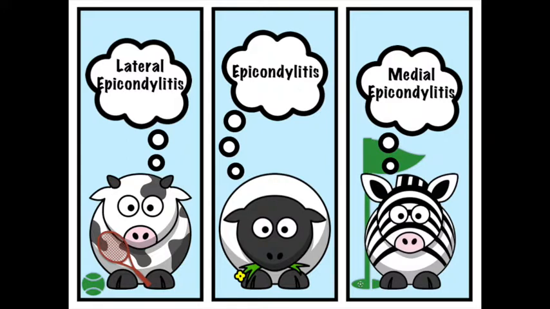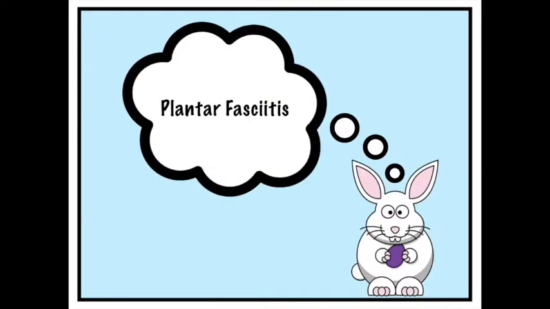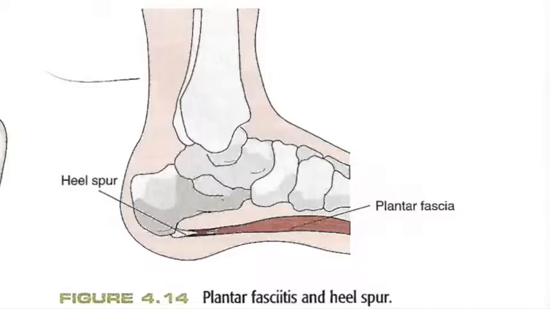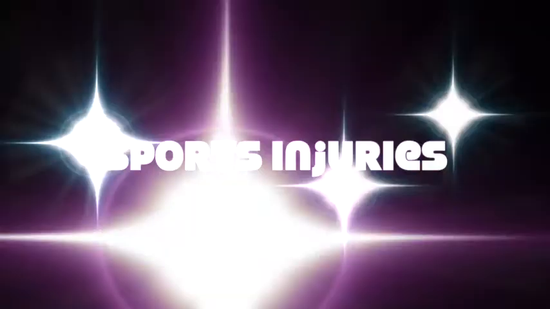Epicondylitis is inflammation of the tissue surrounding the elbow. Lateral epicondylitis, with pain on the outer side of the forearm, is also known as tennis elbow. Medial epicondylitis, with pain on the palm side of the forearm, is also known as golfer's elbow. Plantar fasciitis is an inflammation of the plantar fascia, causing foot or heel pain when walking or running. A heel spur is a thickening of the surface of the calcaneus bone that causes severe pain when standing.